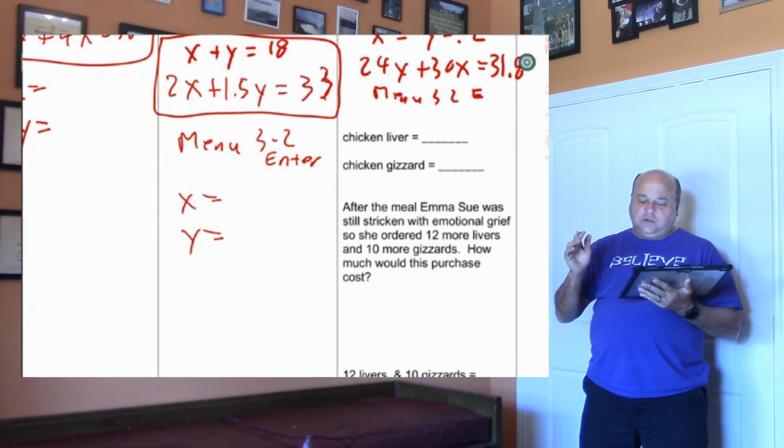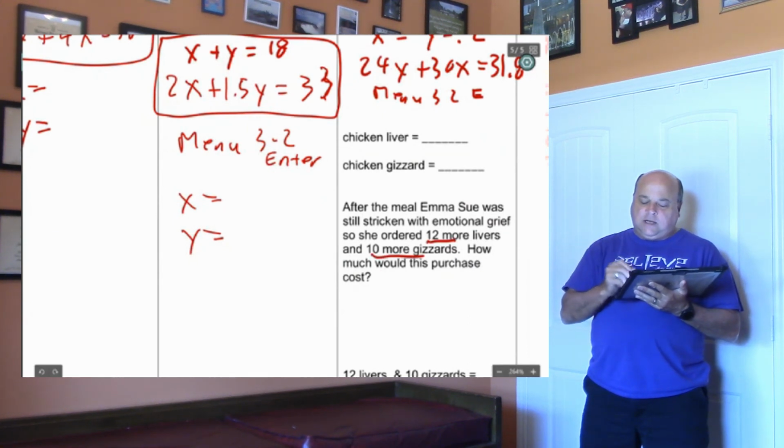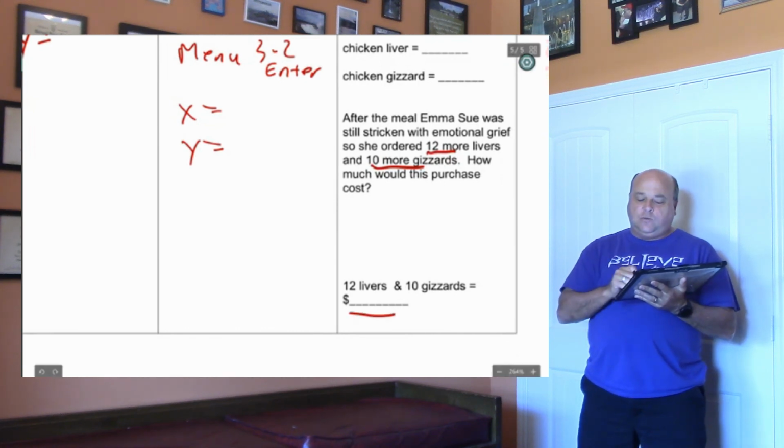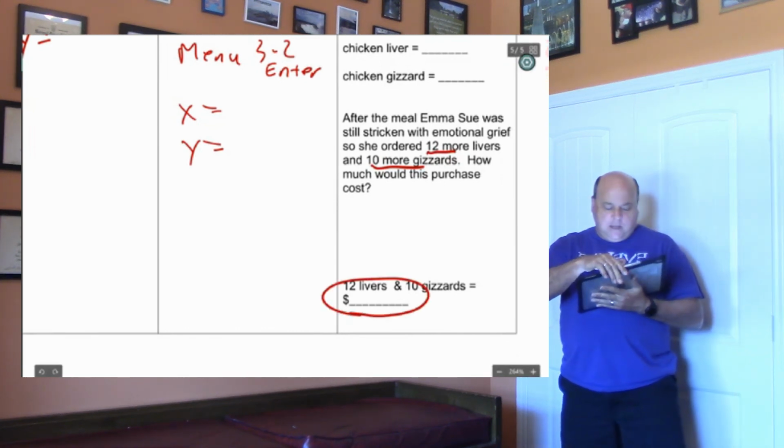After the meal, she was still stricken. She ordered 12 more livers and 10 more gizzards. How much would this purchase be? And then you're going to use the same x and y and get that answer, okay?